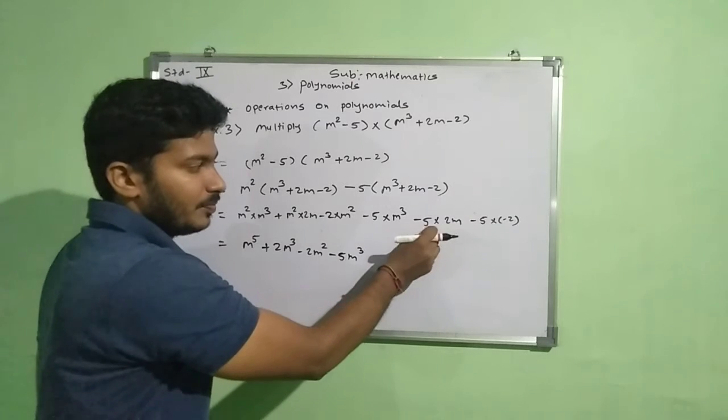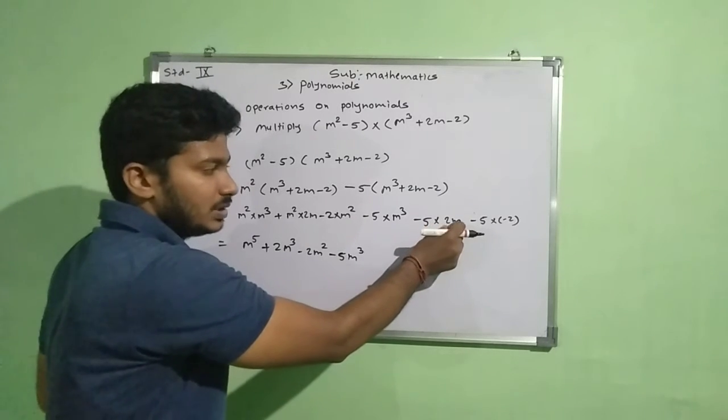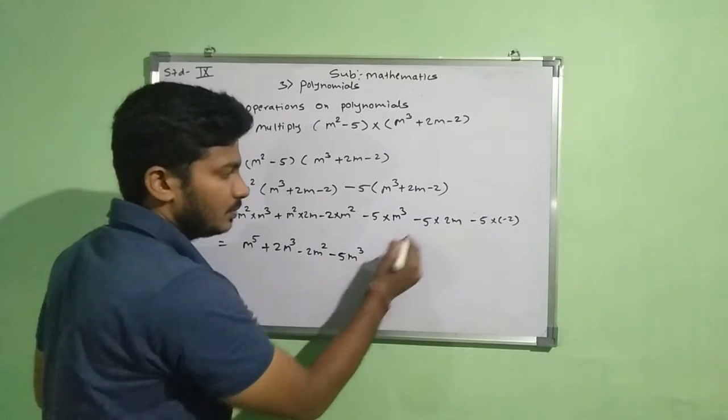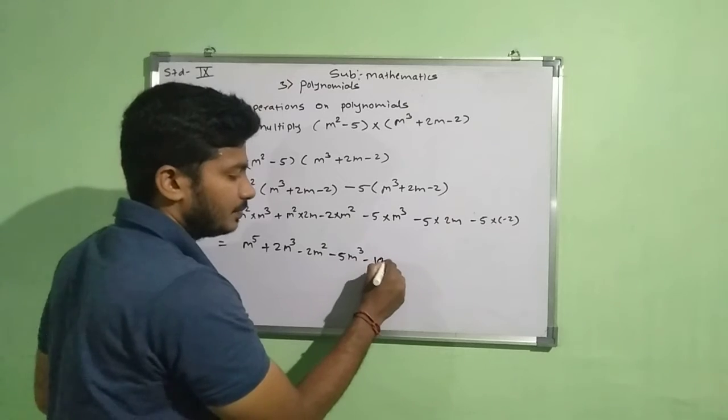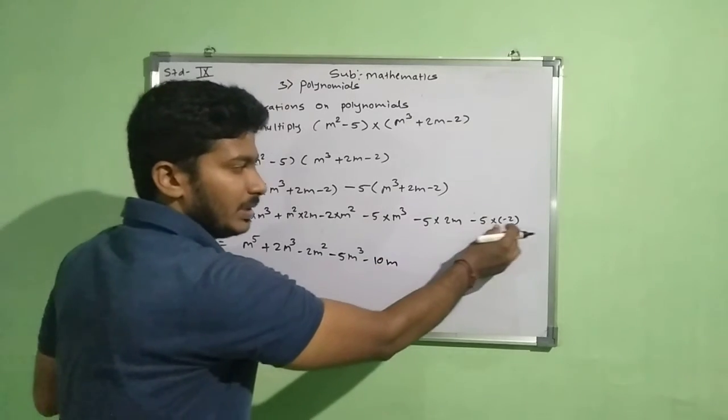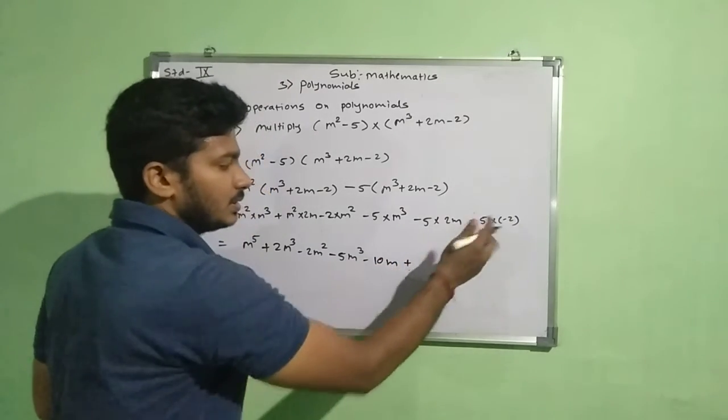Minus 5 multiplied with 2m: minus 5 will multiply with the constant of m, which is 2. 5 into 2 will be 10. Because of the minus sign, it will become minus 10m. Now minus 5 multiplied by minus 10 will become plus 10.